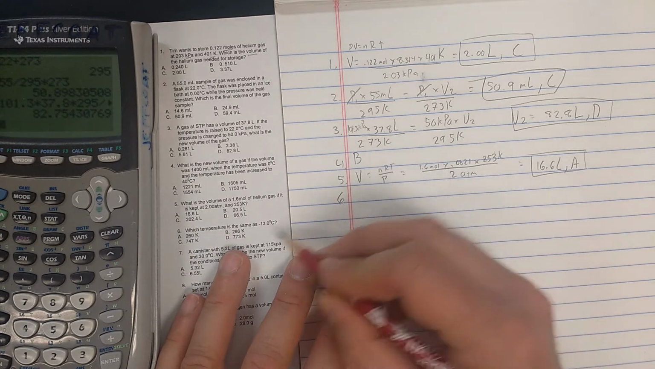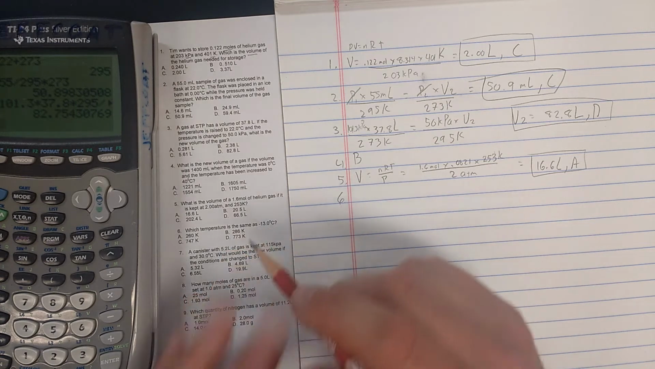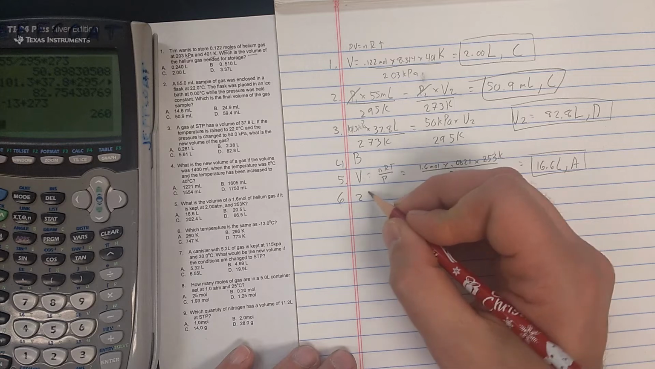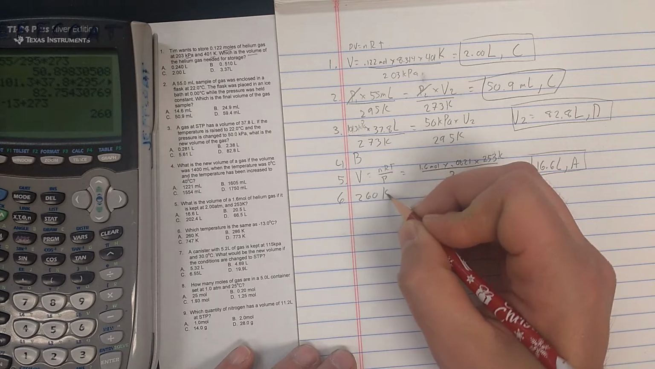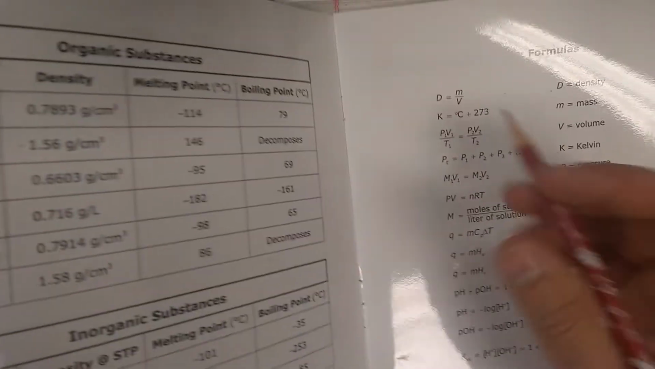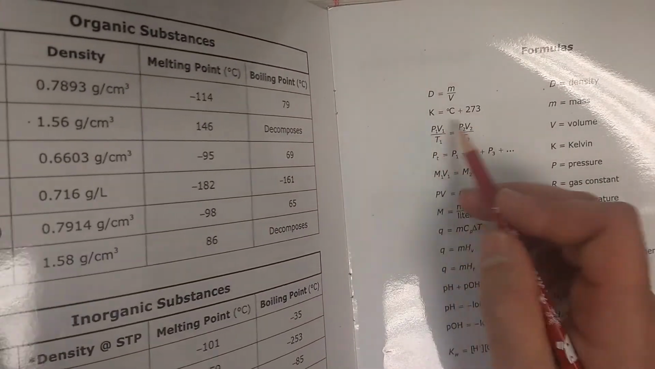Number 6, negative 13 Celsius, negative 13 plus 273. That's 260 kelvins. That's A. If you forget how to convert Celsius to kelvins, it's on your reference tables right there, page 3.